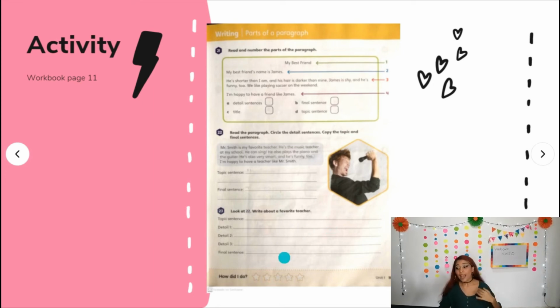And also the final sentence, in this case, it's I am happy to have a teacher like, I don't know. You can do this exercise about the last teacher that you had last year, Maestra Carla, or the teacher that you have right now, the chess teacher, the robotics teacher, or your English teacher. And that's it. Don't forget to take a picture of this activity from the workbook, and remember always that you need to write your name and also the date for today. Remember that today is Monday, October 5th, 2020.